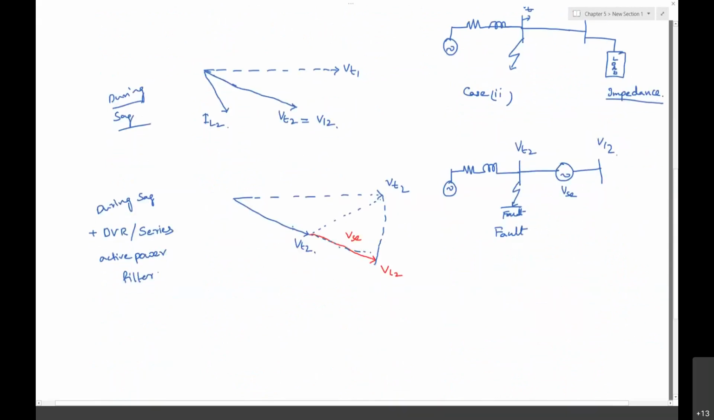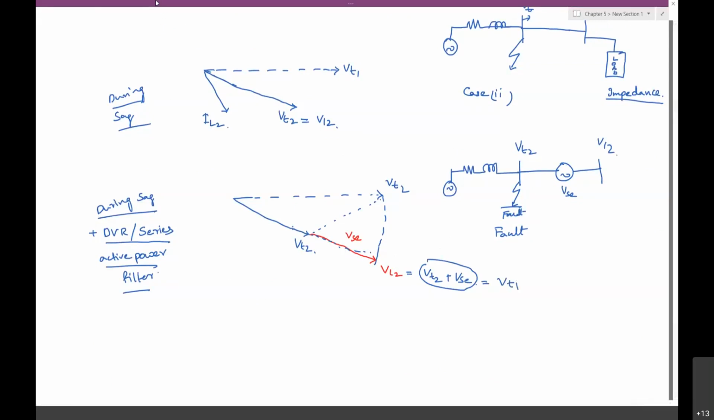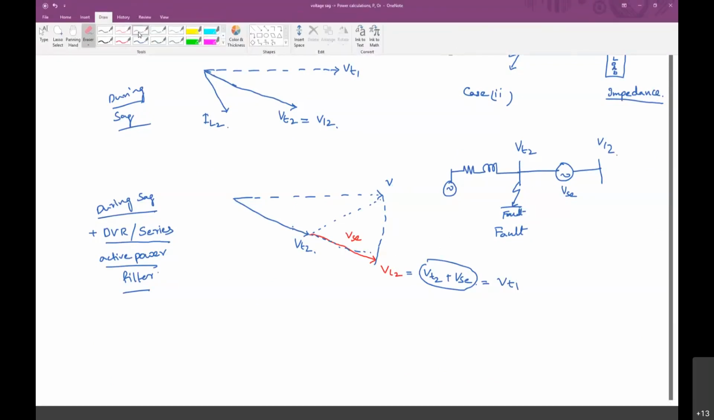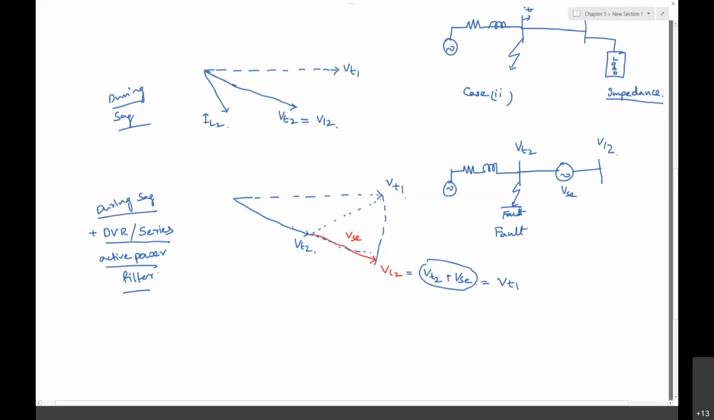Now, during the sag, with the DVR plus series active power filter, the VL2 is the voltage of the VT2 plus the series active power filter. Now what happened was, the load voltage becomes this particular magnitude, which is very well equivalent to the VT1. It should be VT1. Okay.